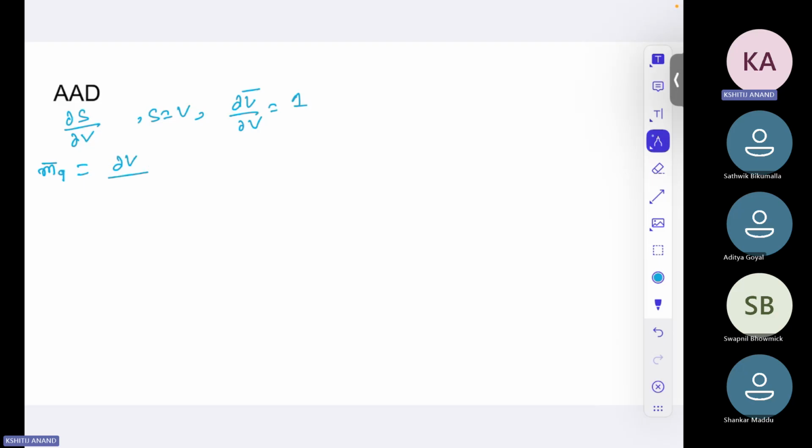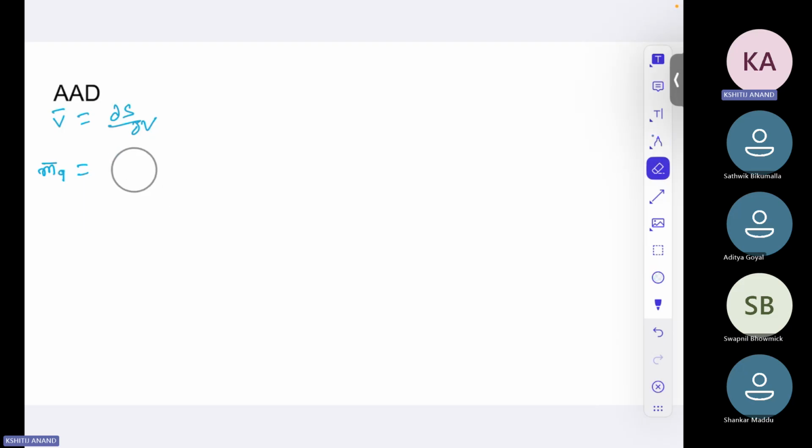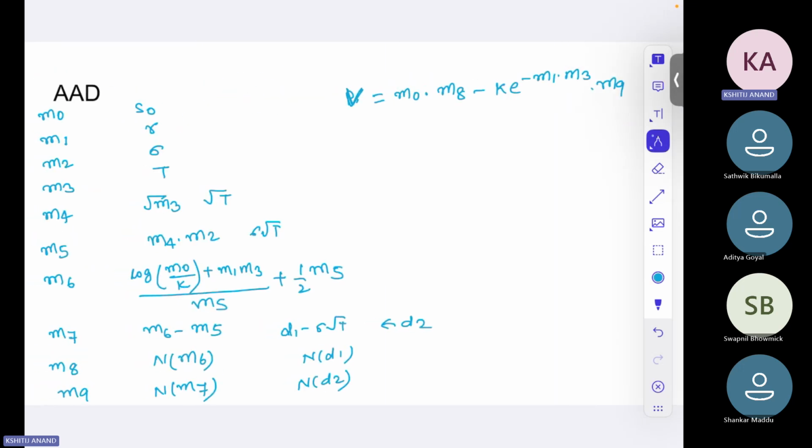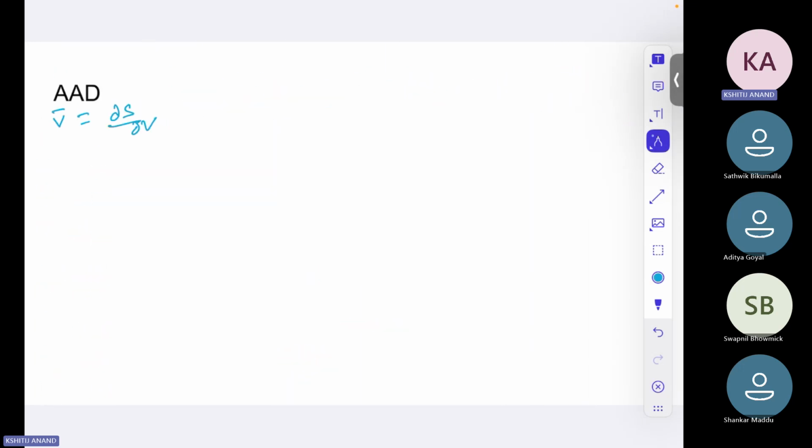So this time we are not writing ds by something because we already can put s equal to v, right? So it will be dv by, or let us write it and then it will become clear, right? So we are differentiating everything with respect to v. So this is your v bar, although it will be 1 at last. Okay. So now we have to write what will be m9, right? What will be m9 bar?